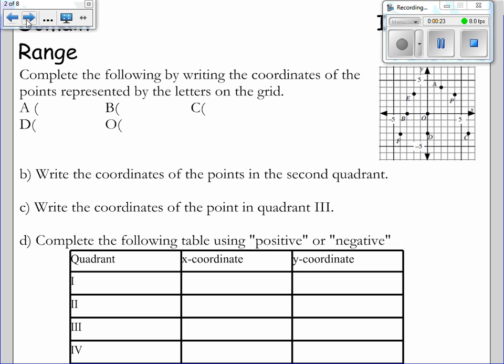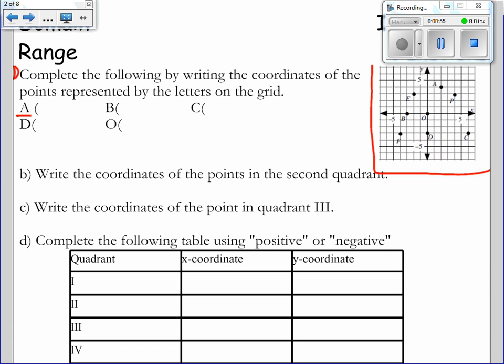Let's get started. The first thing is going to be a little bit of review. Notice over here on the right, we have what we call a Cartesian plane, or what most people refer to as just a graph. We have a plot of points over there. You'll see there's a whole bunch of them. The first question is to complete the following by writing the coordinates of the points represented by the letters on the grid. What is the location of point A?